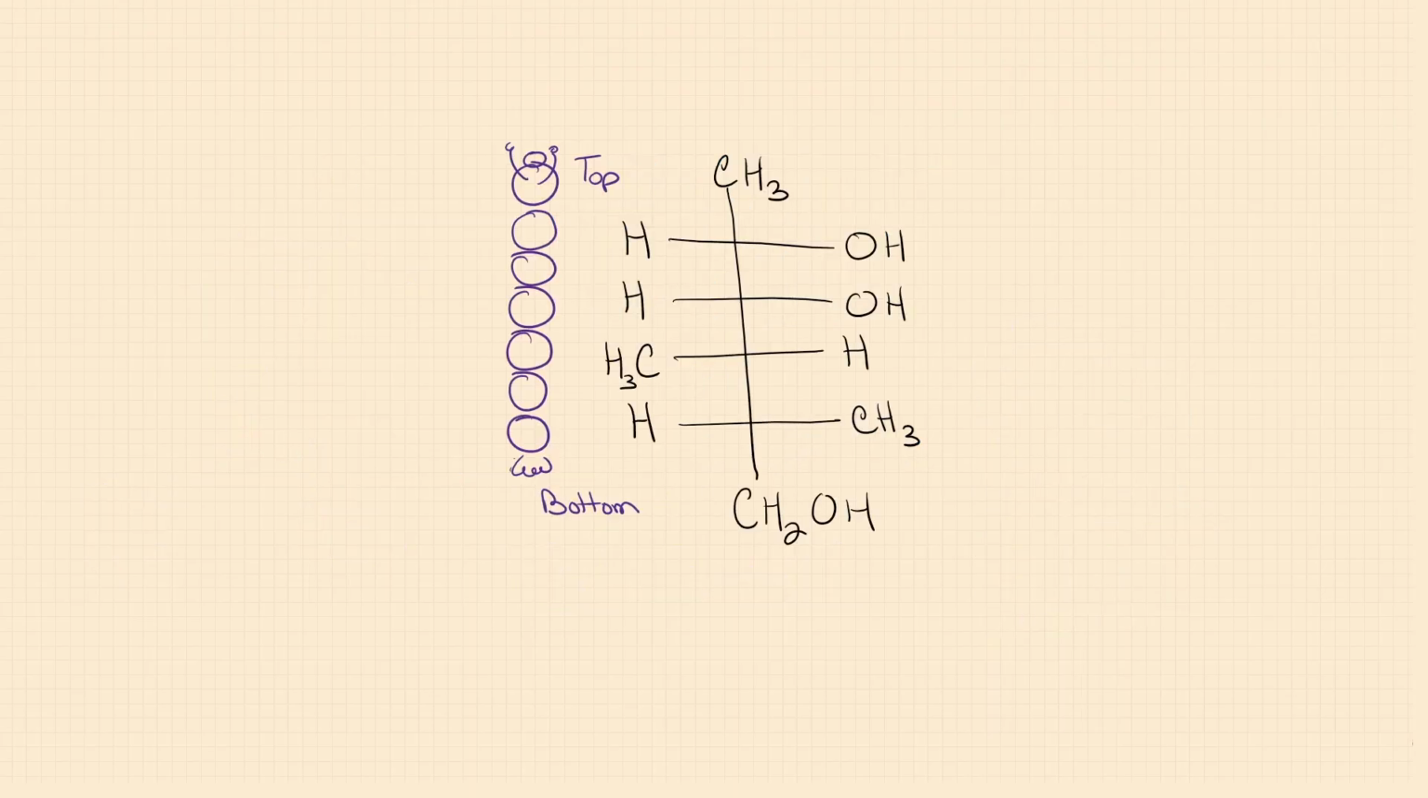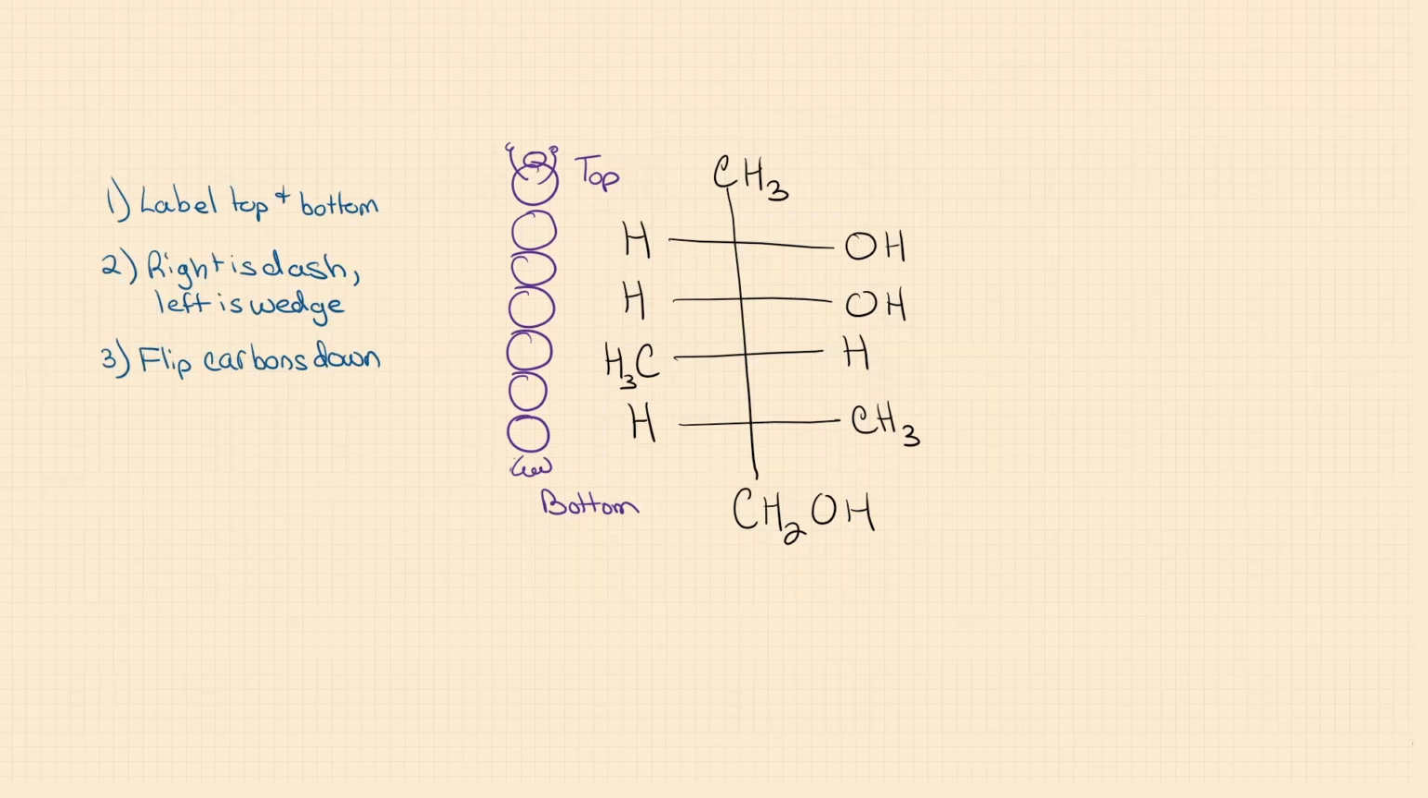What do we do if we're given a Fischer projection and need to convert it to a bondline structure? We use the same steps we use to make a Fischer projection, but flip the carbon chain last. To start, we draw our carbon chain the same length as our projection, and to help orient ourselves, label the leftmost carbon as the top and the rightmost carbon as the bottom.